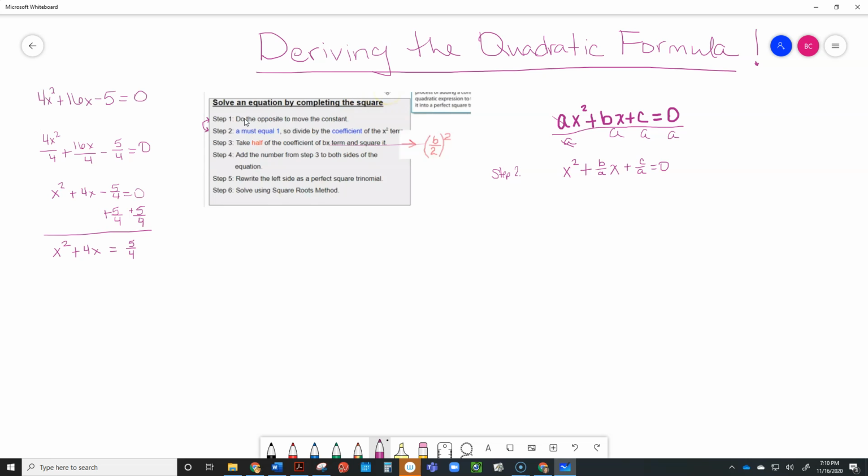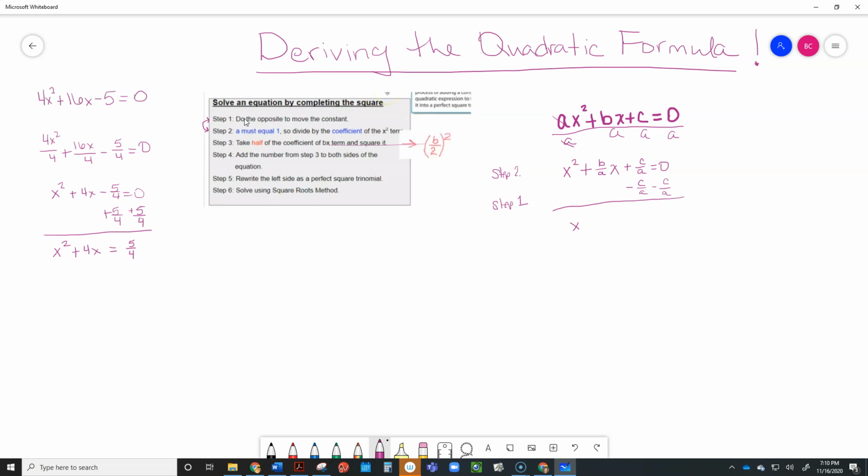Now I'm going to do step 1. And step 1 says do the opposite to the constant. This is still a constant. It doesn't have an x. So it's an uglier constant because it's in the form of a fraction, but it's still a constant. So I'm going to do the opposite of plus c over a. What's the opposite of positive c over a? Minus c over a.